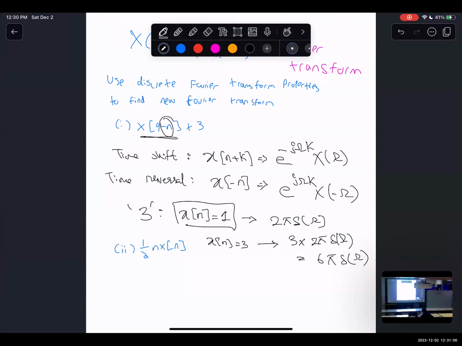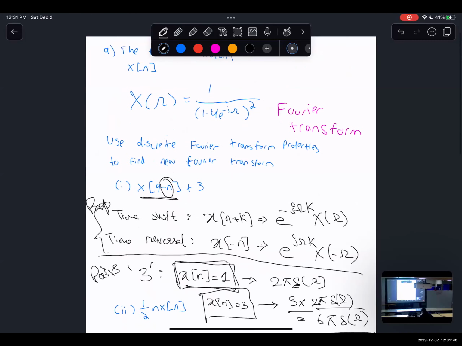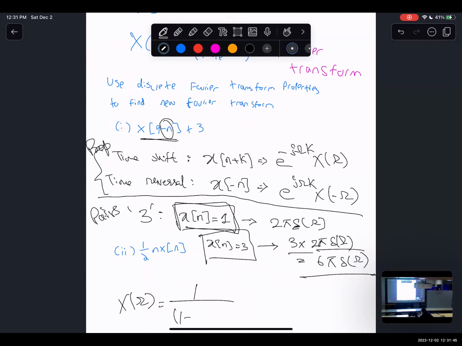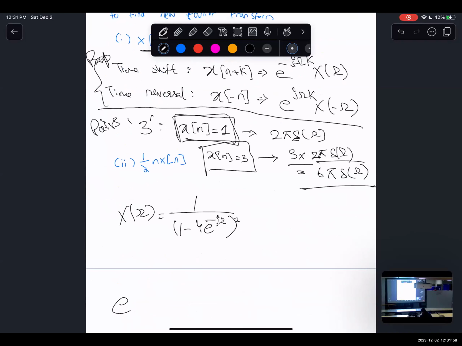Yes. So this is from the pairs table, and these are the properties that we used. So when we have x of n equal to 1, the transform pair is 2 pi delta of omega, and when we have x of n equal to 3, we just multiply 3 to the transformation, that is 2 pi delta omega, and then we have 6 pi delta omega, and now we combine all of this to get our transformation. We have x of omega given as 1 by 1 minus 4 times e to the power minus j omega, squared. And we have e to the power j omega k, and our k is 9.